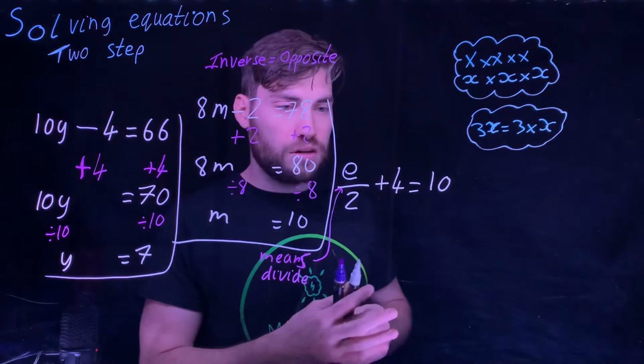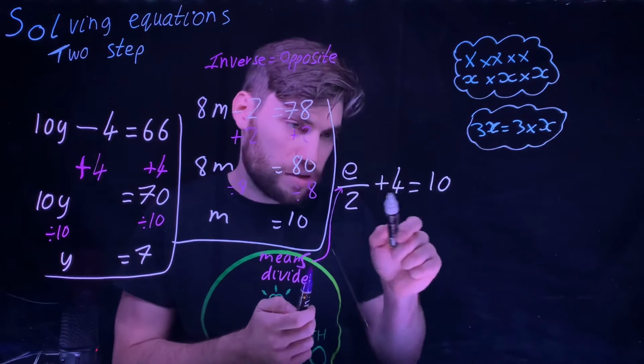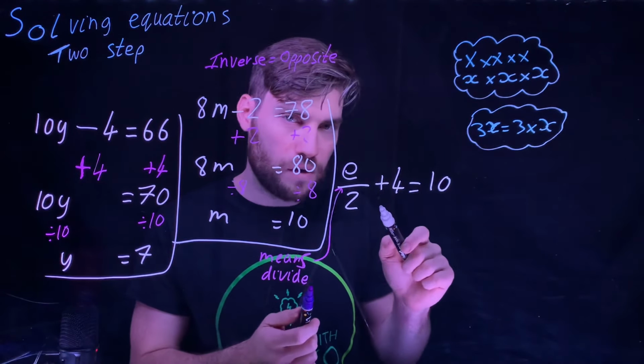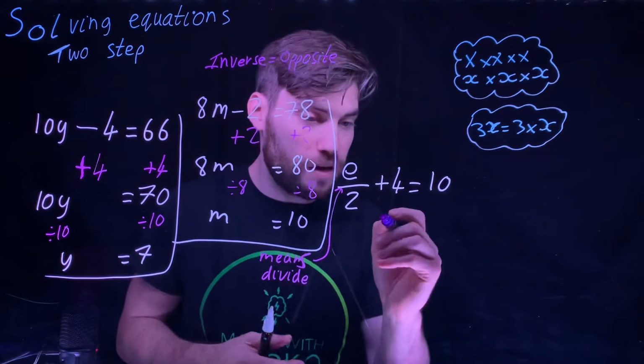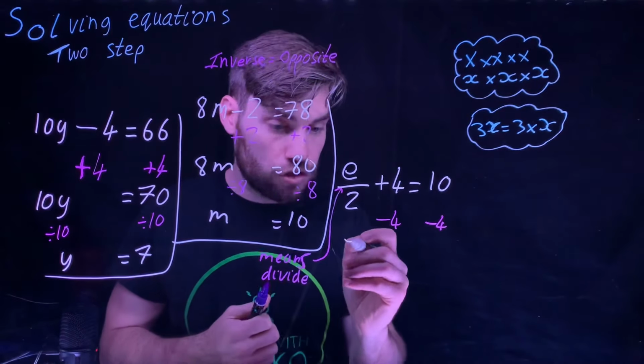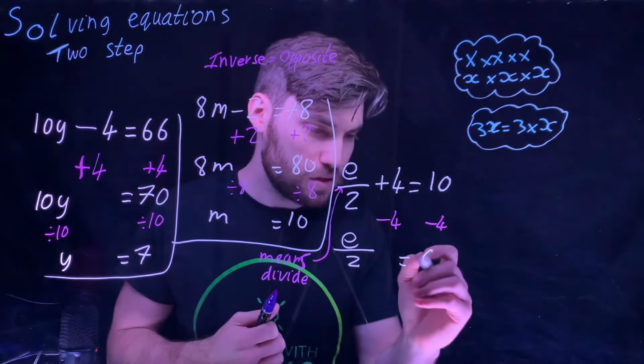Okay, so should I pause it? If you didn't know where to begin, I'm just going to give you a little clue. Deal with this adding 4 first. So if you think you know now, pause it, carry on. Okay. So the inverse of adding 4 is subtracting 4. So then we are left with something divided by 2 equals 6.